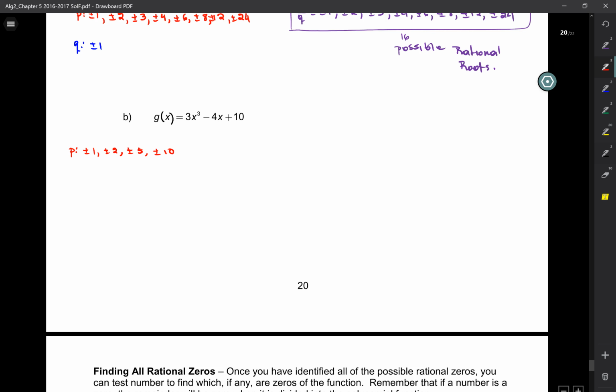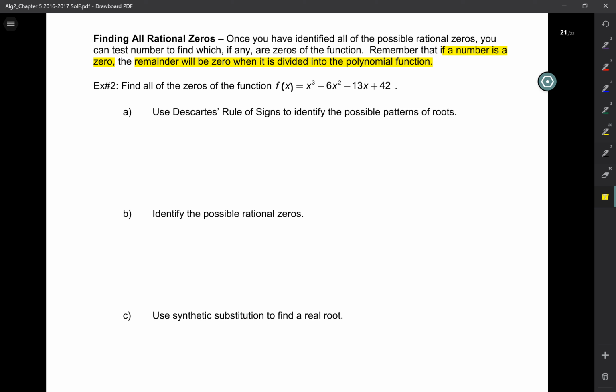Okay? So you have to do synthetic division. You don't have to do it 16 times. Chances are, 2 or 3 numbers down the line, you're going to find one that gives you 0, okay? It's not going to be the last one on the list. So the process is to test using synthetic division. Remember that if a number is a zero, then the remainder will be 0 when you divide it.